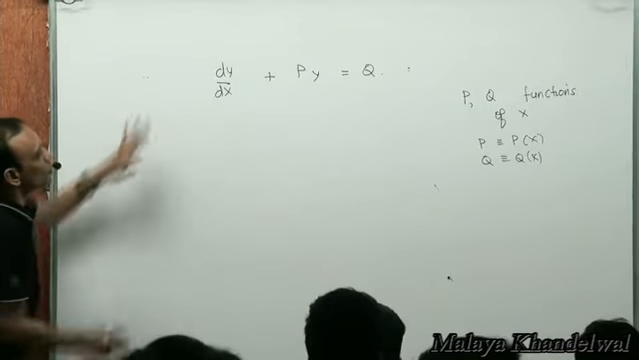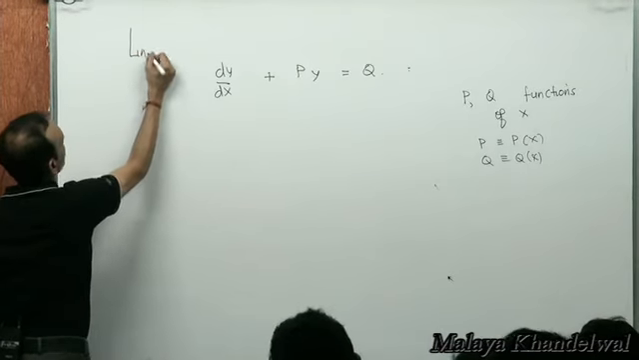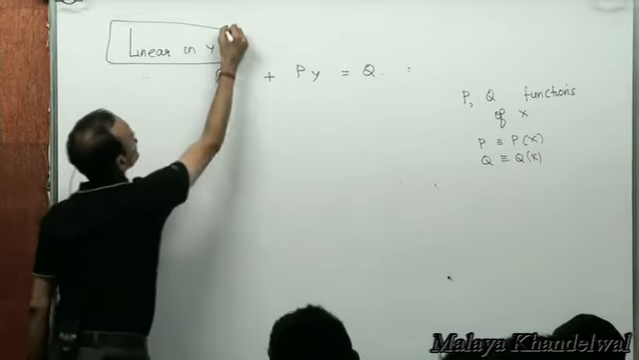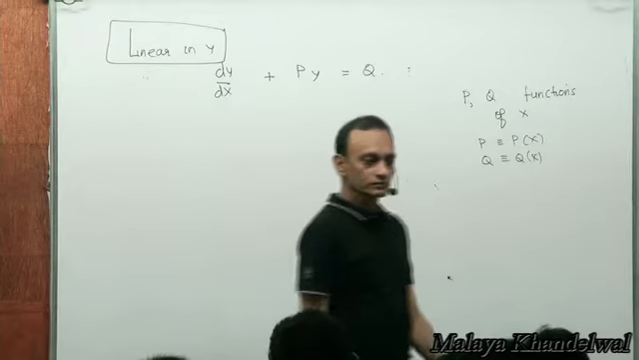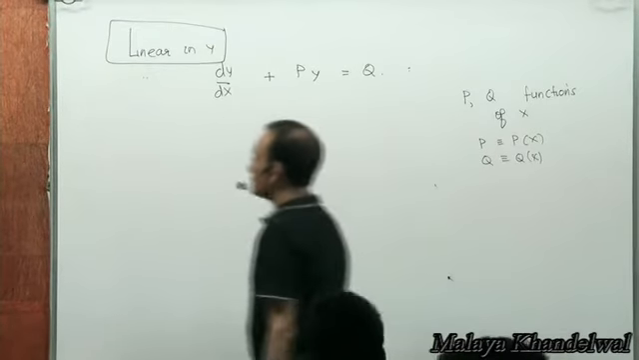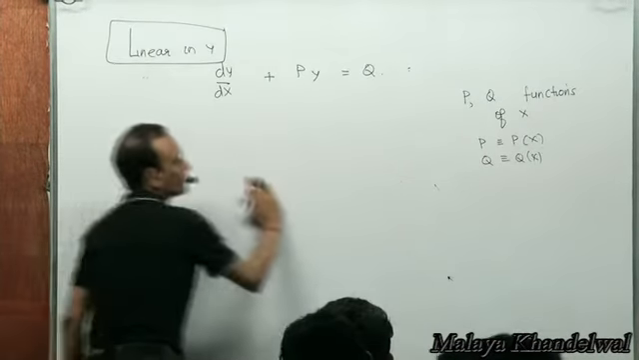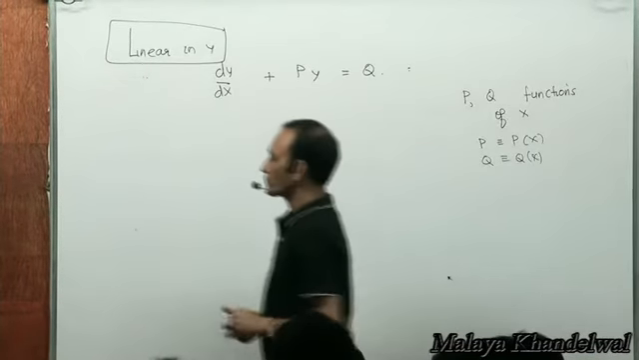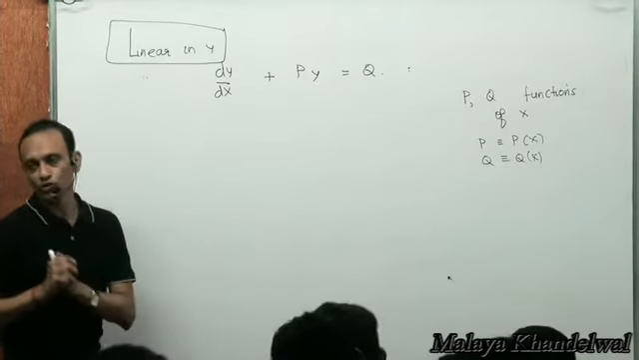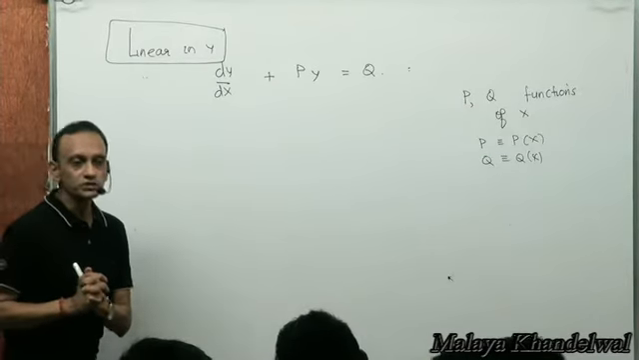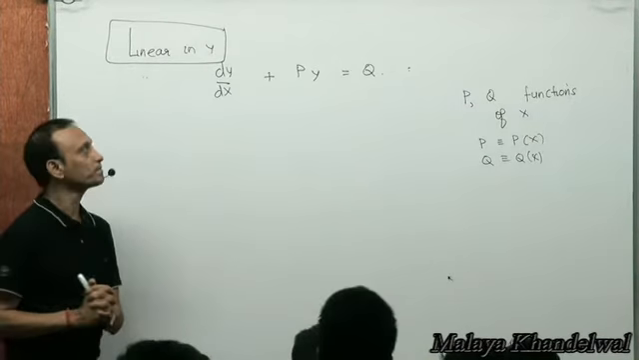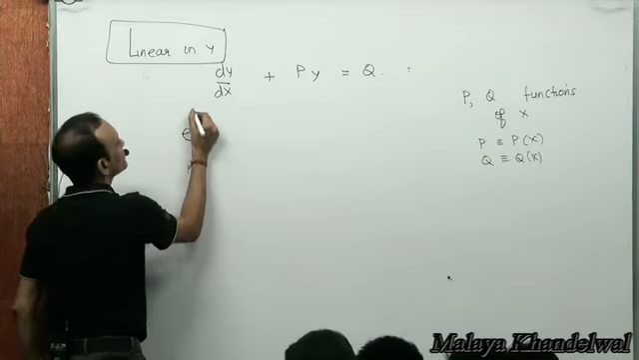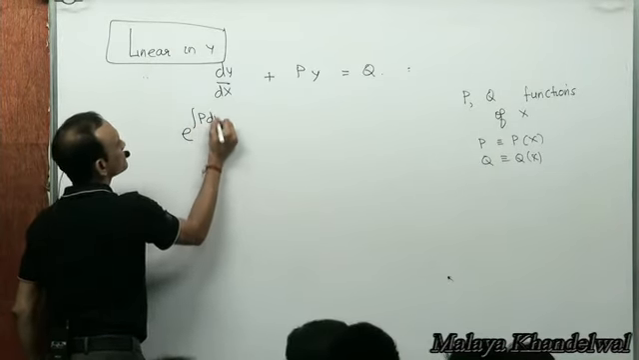This form is called a linear form. It's called linear in y. Let me give you the solution to such forms, the result of which you want to remember eventually. What I do is I multiply both sides with e power integral p dx.